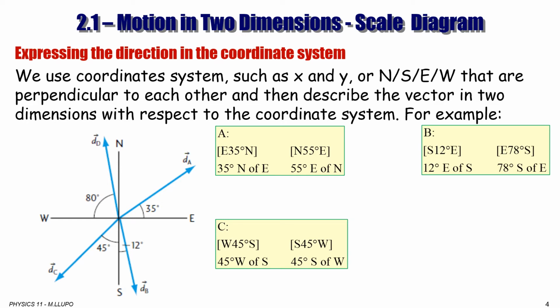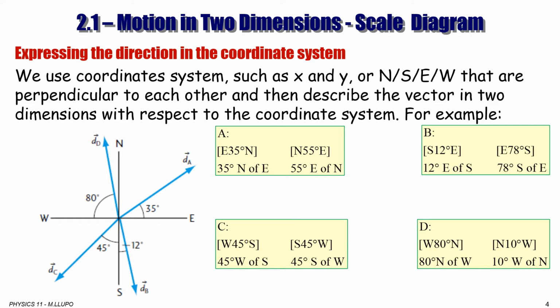Vector C is really maybe easier or maybe confusing because 45 is half of 90. So no matter where you start from, it is going to be 45 anyways. If you start from south, it's going to be south 45 west. And if you start from west, it's going to be 90 minus 45, which is 45. So west 45 south. And the last one would be D.